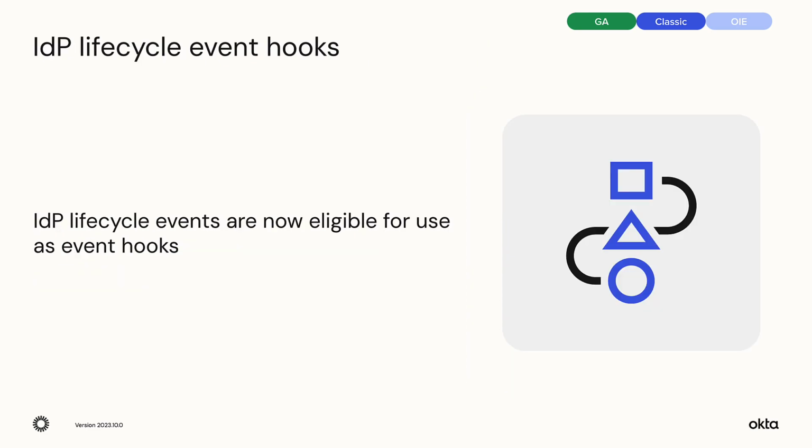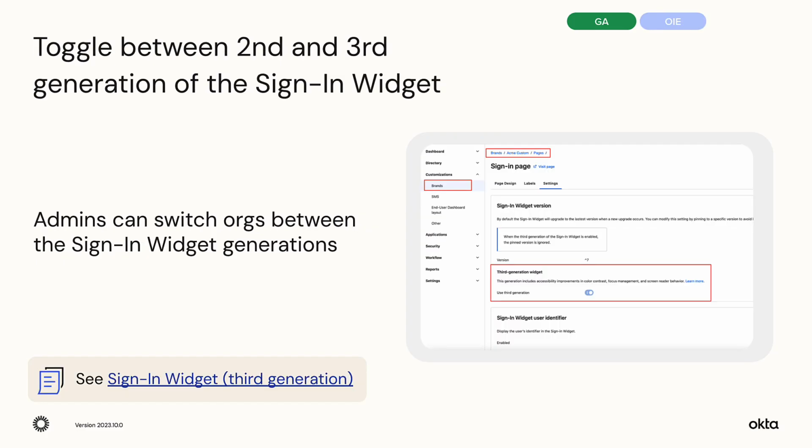IDP Lifecycle Event Hooks. IDP Lifecycle events are now eligible for use as event hooks. Toggle between second and third generations of the sign-in widget. Admins can switch their orgs between the second and third generation of the sign-in widget using a new toggle switch.